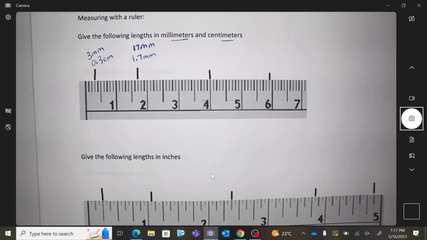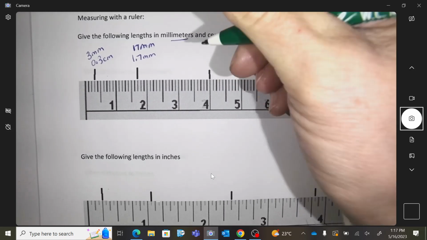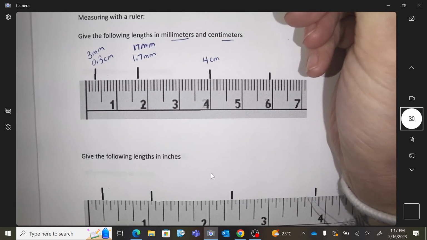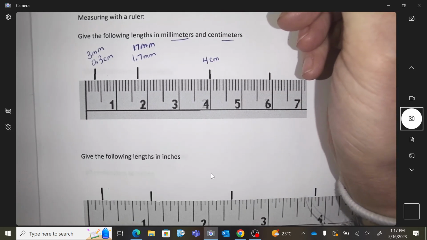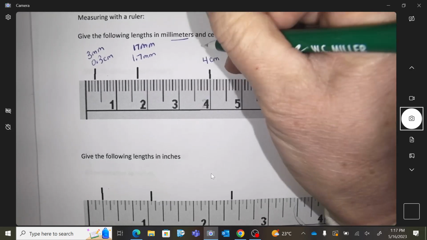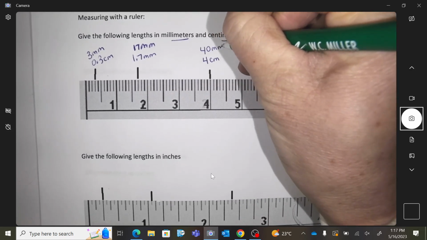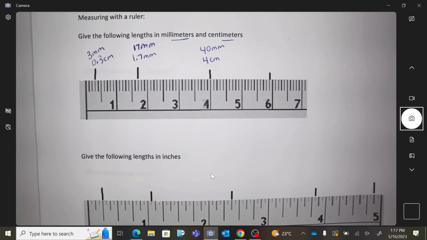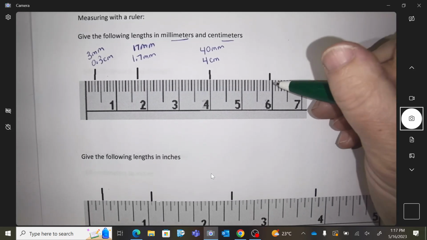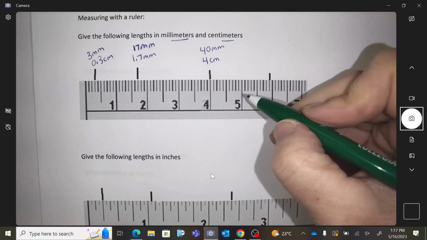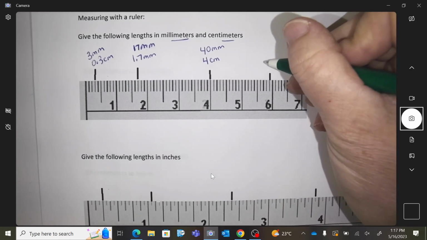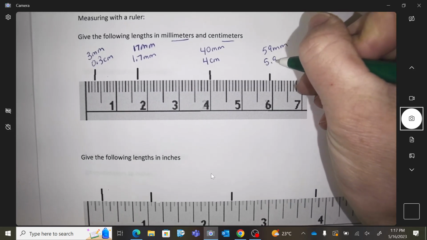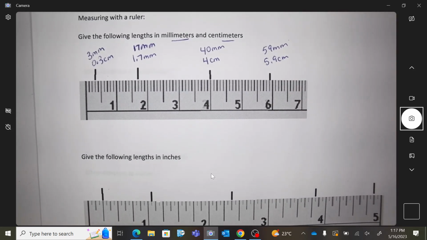Okay, the next is right on the 4, so that is exactly 4 centimeters, which means how many small ticks is that? 40. And then this one is not quite the 6, so one less would be 59 millimeters or 5.9 centimeters.